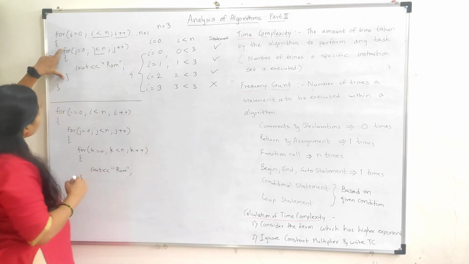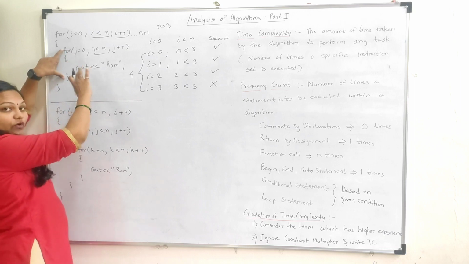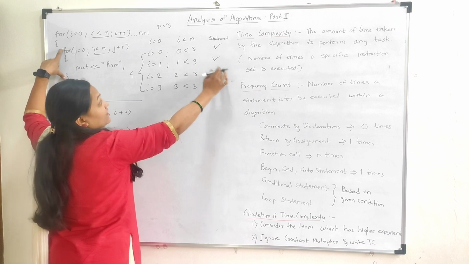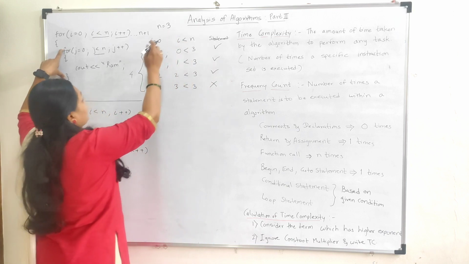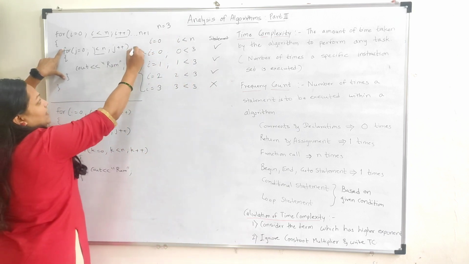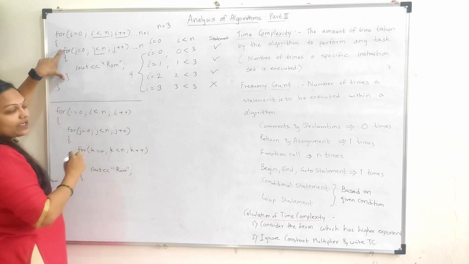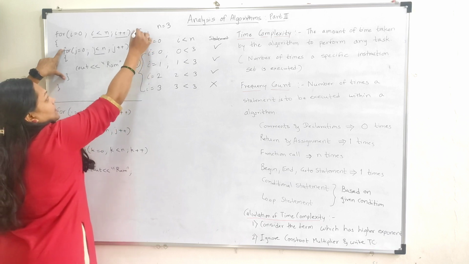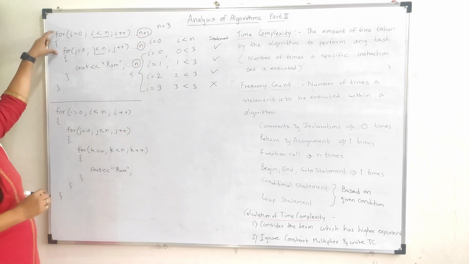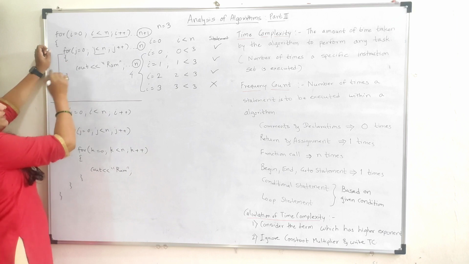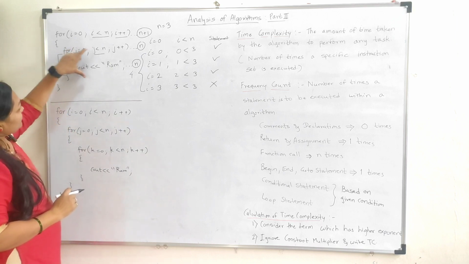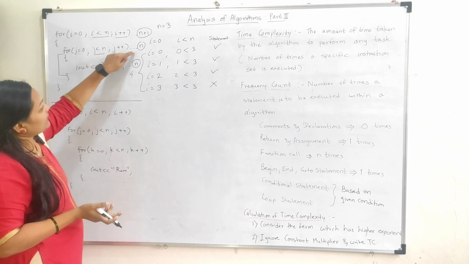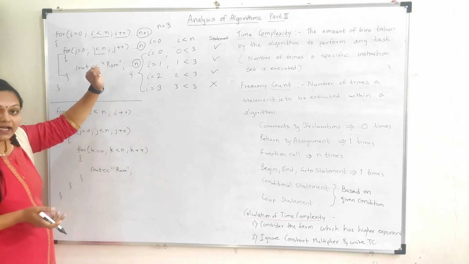Whatever statement is written inside of this for loop, how many times will it execute? 1, 2, 3 times. The value of n is 3, which means this will execute n times because of this for loop. Consider this is only one statement. So whatever statement is written inside of the for loop will execute n times. That's why we have written that this will execute n times.